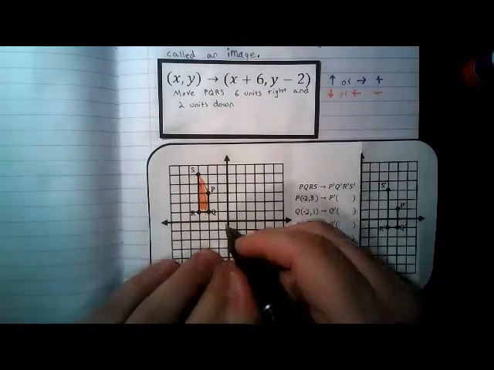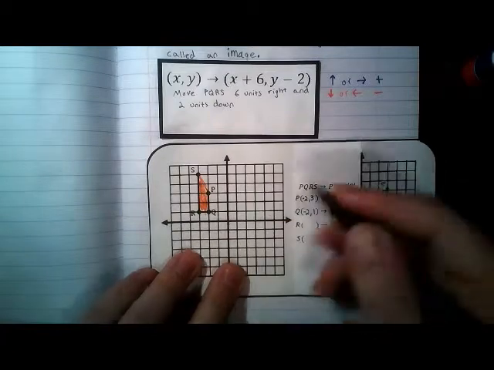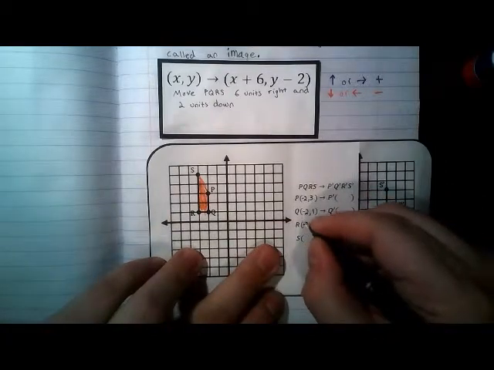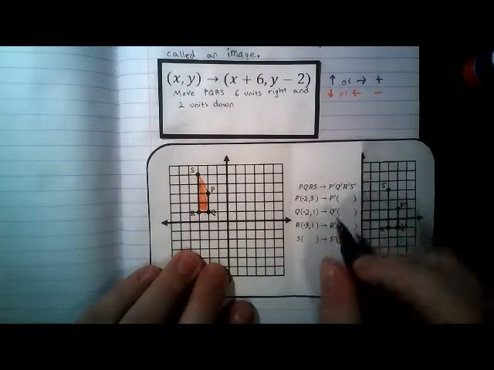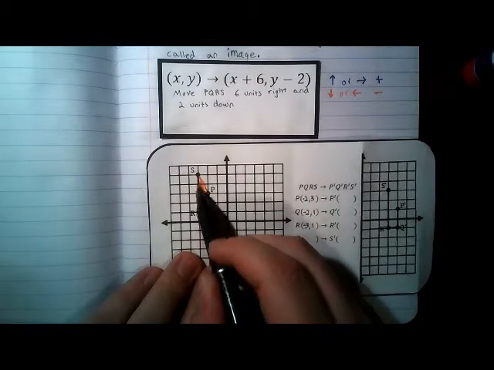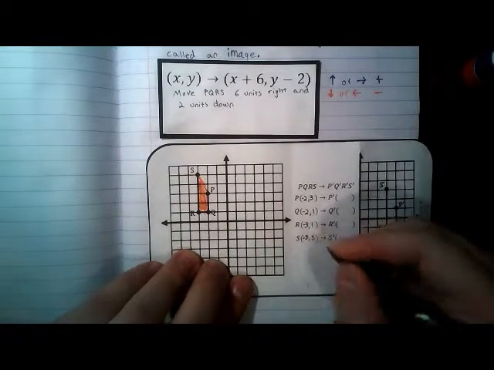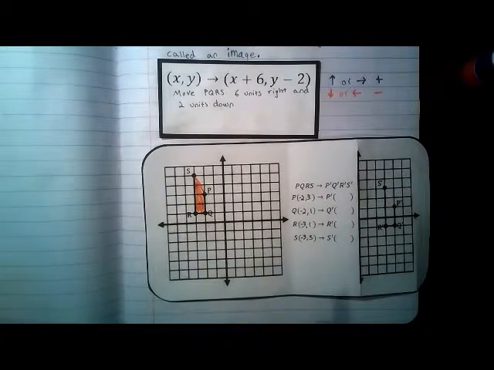R is going to be at -1, 3, and -3, +1. And then S is going to be at -3, +5. Okay, so I'm going to show you the two ways that we do transformations.